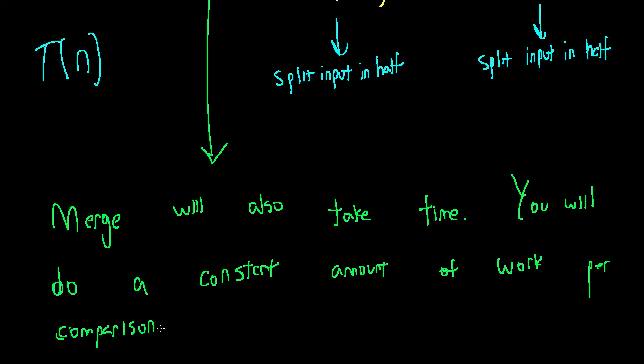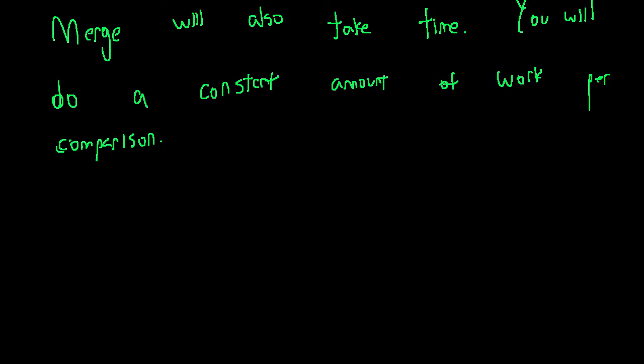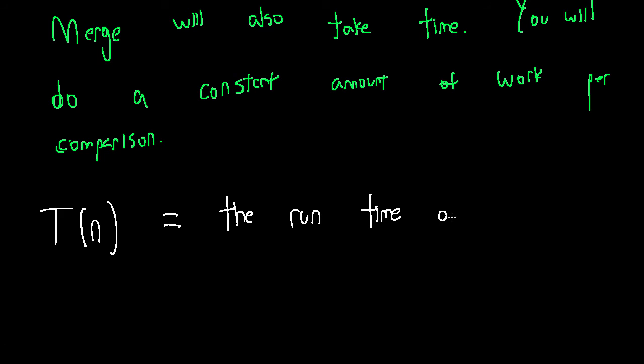So let's go ahead and write this out, right? We have all this information we're given here, which we're going to use to write the big formula. So the big formula is going to be T of n, and this is going to be the runtime of MergeSort. This will be the big runtime of the MergeSort algorithm.